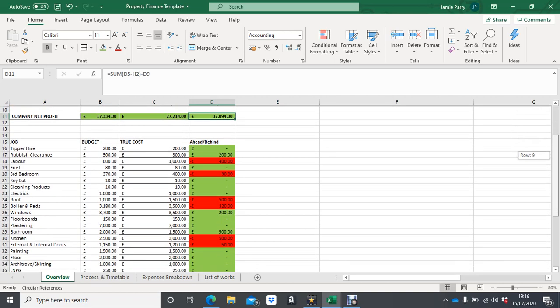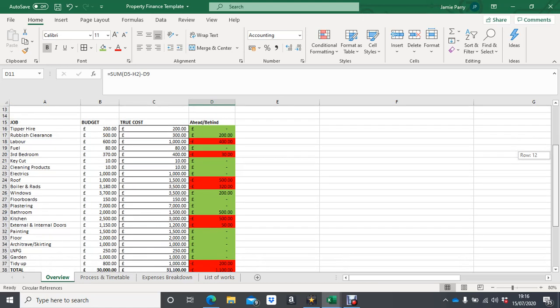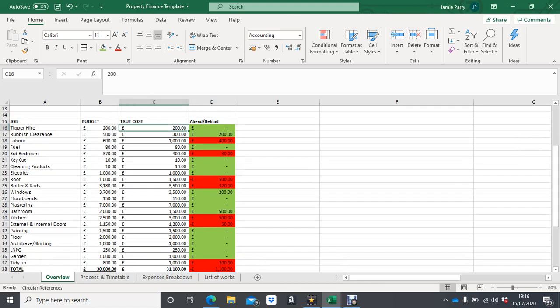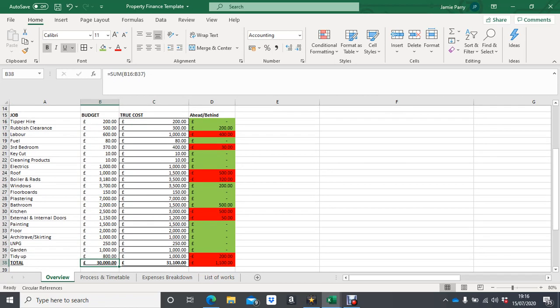Okay, so let's take a look at the renovation then, guys. Going through our renovation, we've got a budgeted figure for everything. So our whole budget comes out at 30,000. As you can see, when we've looked at our true cost, it's slightly higher than that. That's because as we've gone along, we have overspent here on the roof for unanticipated problems. We've overspent on the boiler and rads because of a leak, and we've overspent slightly on the third bedroom, but we've made a saving here on the rubbish clearance and again on the bathroom.